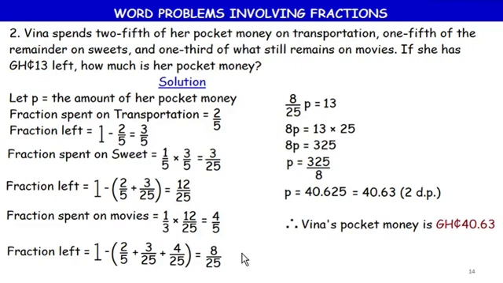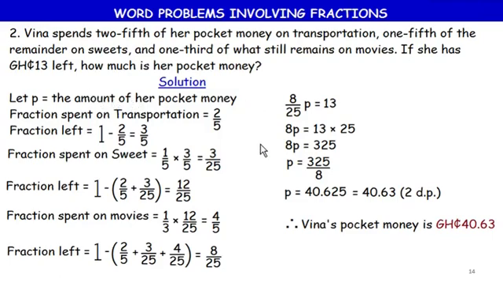So we ask ourselves, what is the fraction left? We add up the fraction spent on transportation, 2/5, to the fraction spent on sweet, 3/25, to the fraction spent on movies, 4/25, and then we subtract the total from the 1. The 1 represents the total, the whole, and that will give us 8/25. You can use your calculator to verify. Okay, 8/25.